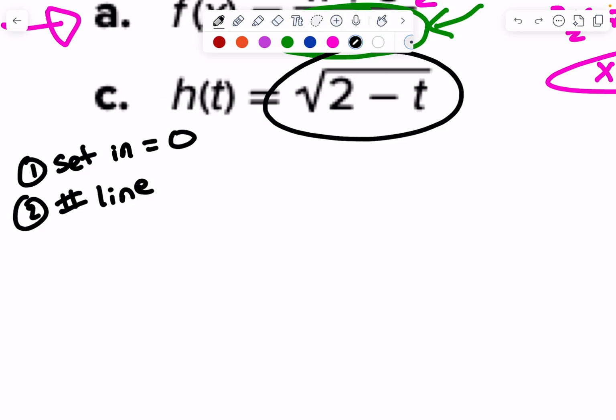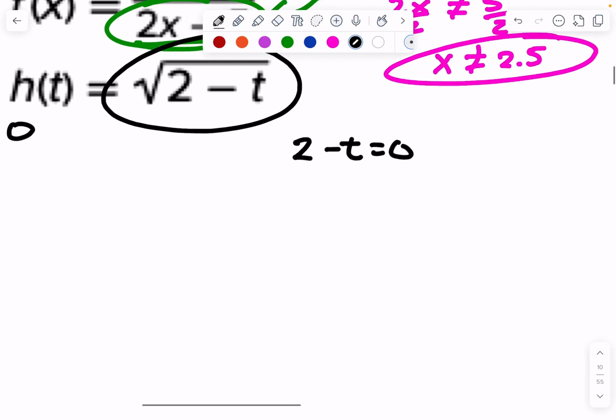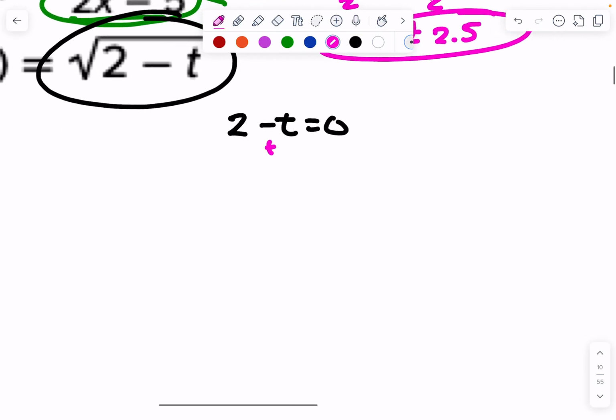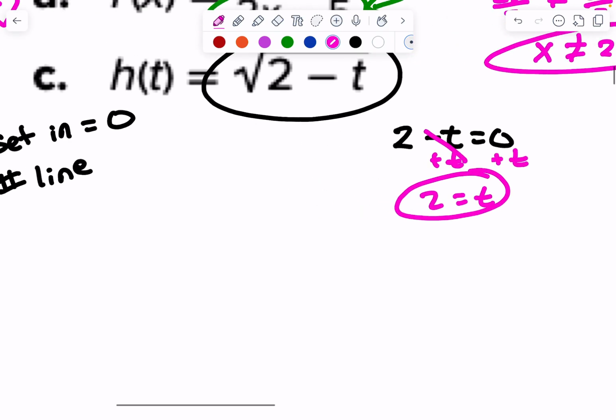So we're going to set that thing equal to 0. We're going to say 2 minus t has to be equal to 0, and I'm going to solve for t, okay? So here we go. If I add t over to the other side, instead of subtracting the 2, I have 2 equals t.